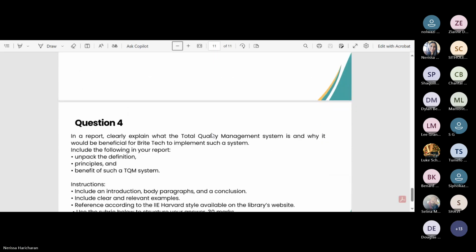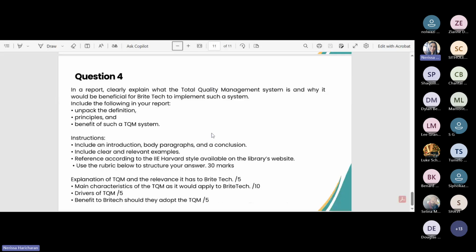Okay. Then we have the big baby of the assignment, which is your essay question. Okay. So in a report, and a report means that it should have an introduction, it should have a body, and it should have a conclusion. The rubric, which I'll go through, is broken down into, do you have structure? Do you have a sound argument? These are sort of things that I look for. And if you don't have that basic, you're losing 5 marks already.